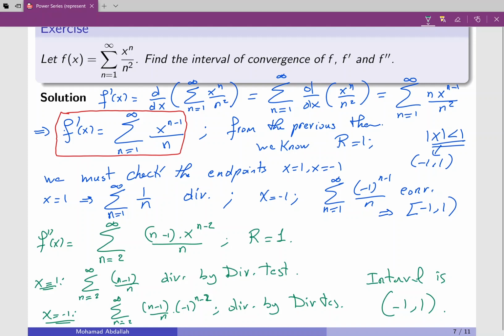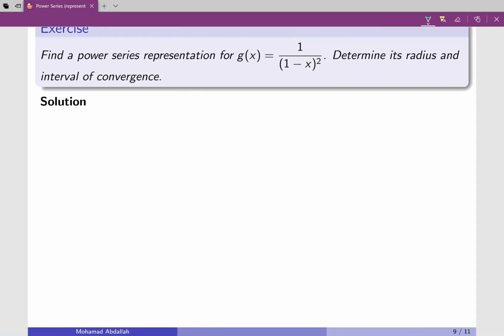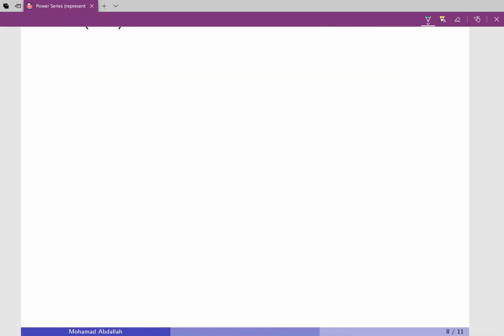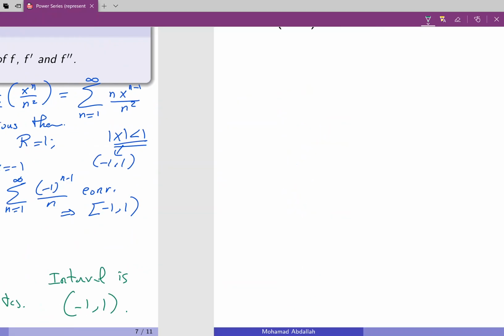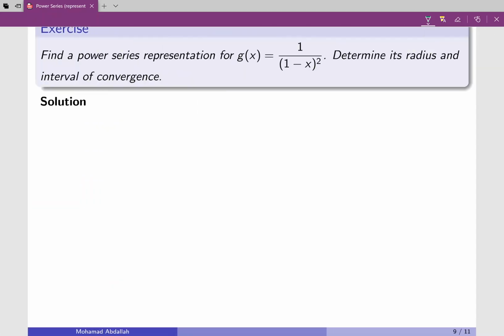Now, I have a problem. Okay, I was able to fit everything on one page. Now I have a problem related to the previous one. Oh wait, no, sorry. This is not related to the previous one. Okay, find a power series representation of 1 over (1 minus x) squared. That's different.